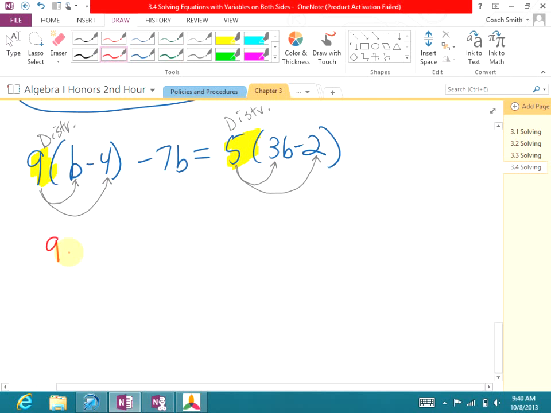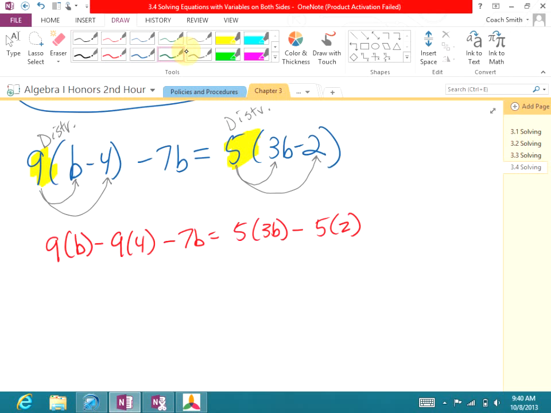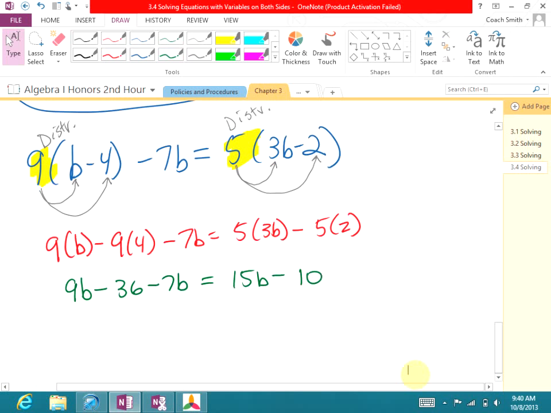So here's what we have. I'm going to write it out. 9 times b minus 9 times 4 minus 7b equals 5 times 3b minus 5 times 2. That's the first step. The second step is 9b minus 36 minus 7b equals 15b minus 10. To make my life easier, plus a negative, plus a negative, plus a negative. Now, I can combine these two terms because they both have a b and they're both raised to the same exponent, 1. So that means I have 9b plus negative 7b, which is 2b.